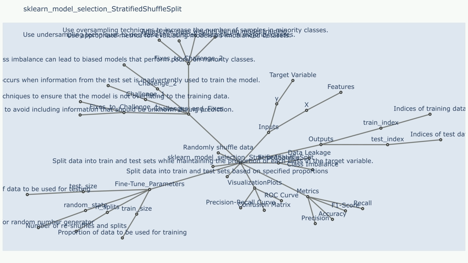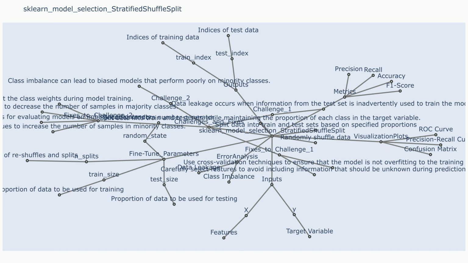sklearn, model selection, stratified shuffle split. Description: stratified shuffle split is a cross-validation strategy that ensures that the proportion of each class in the data is preserved in both the training and testing sets. This is crucial for classification tasks, where maintaining class balance is essential for model performance.